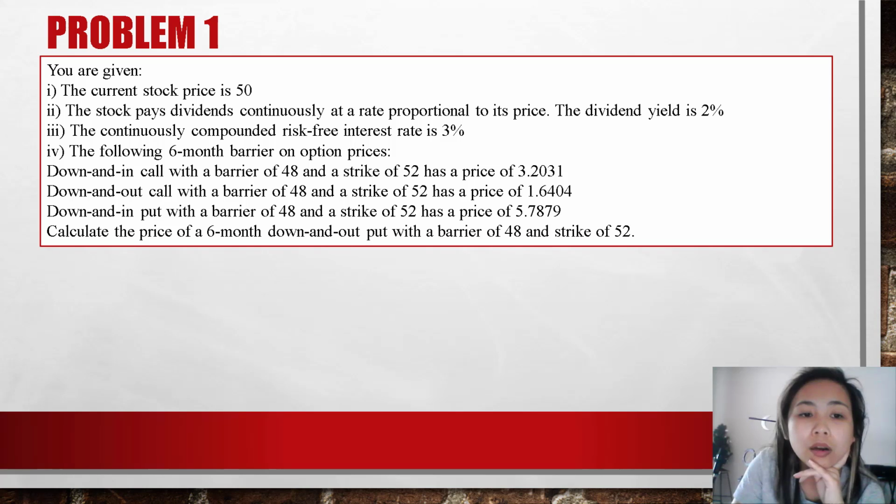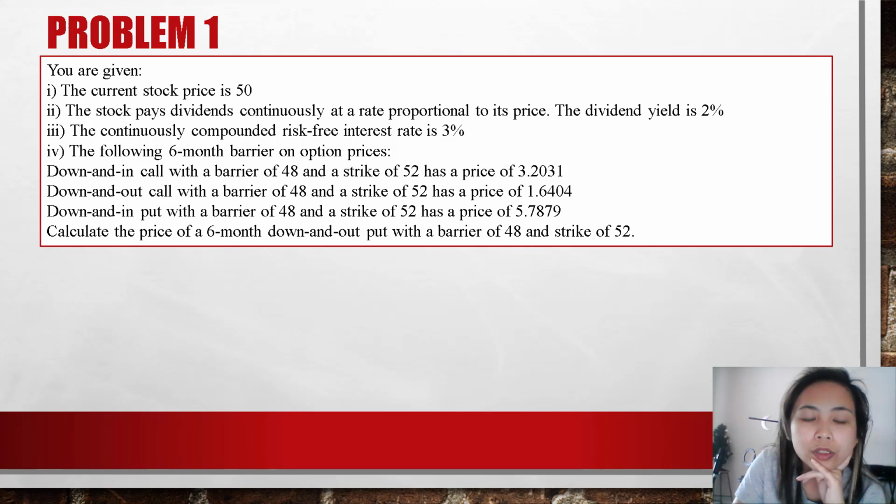Down-and-out call with a barrier of 48 and a strike 52 has a price of 1.6404. Down-and-in put with a barrier of 48 and a strike 52 has a price of 5.7879. Calculate the price of a 6-month down-and-out put with a barrier of 48 and strike of 52.